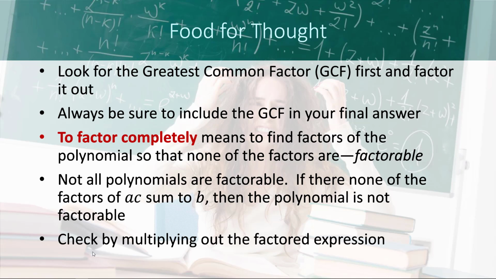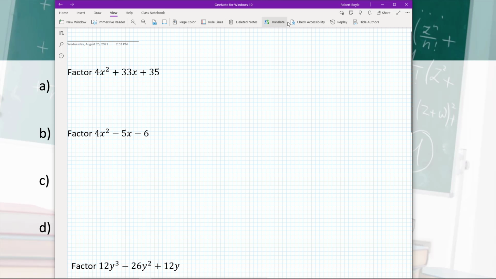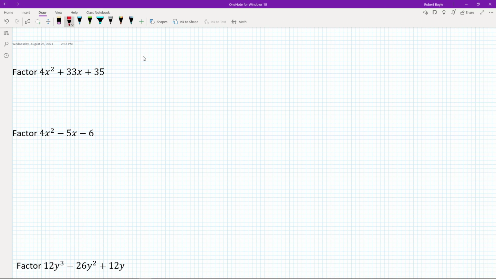Okay, so it is time to do some examples. And here they are. I'm going to do them differently this time. I actually have these samples on OneNote right here, and so we will work them in OneNote. The first thing we want to do is see if there is a greatest common factor. In this case, we have 4, which factors to 2 times 2. We have 33, which factors to 3 times 11. And we have 35, which factors to 5 times 7. So all these are prime factorizations, and they are all different. So there is no greatest common factor.